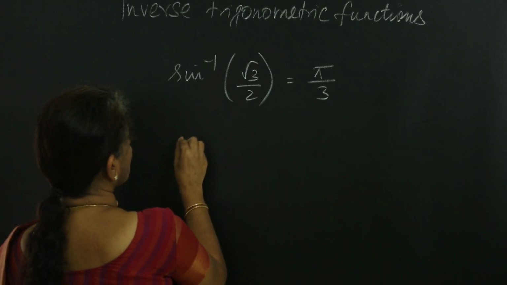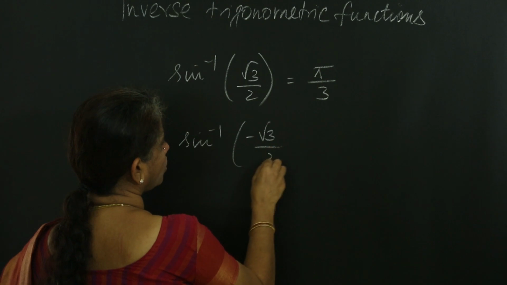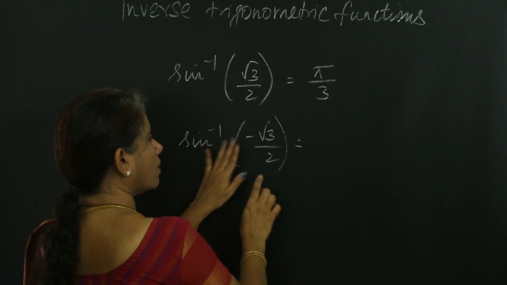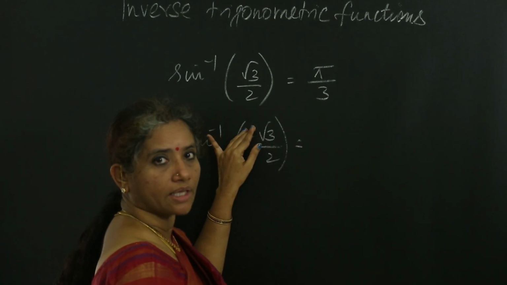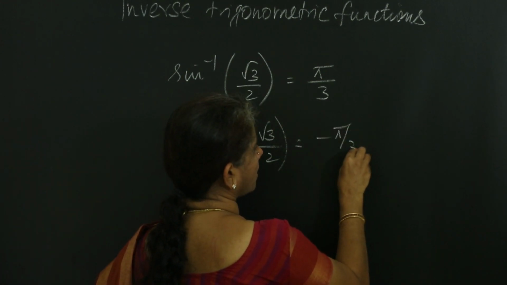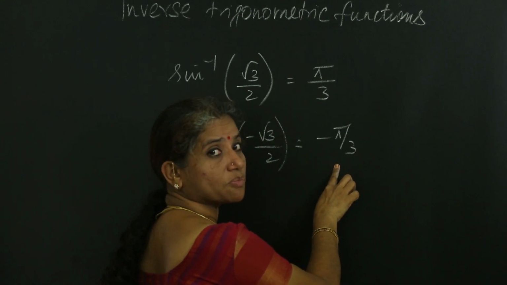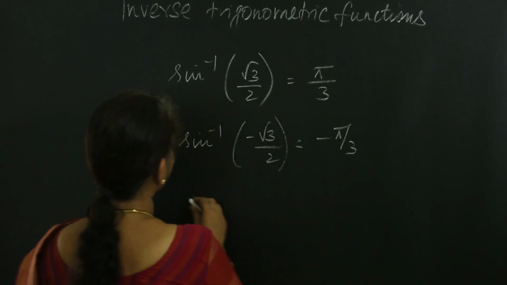Suppose I want to find sine inverse of negative root 3 by 2. As I told you, for positive, you know the answer is pi by 3, and for minus root 3 by 2, this is just going to be minus pi by 3. That's all. And this is in the domain, which is minus pi by 2 to positive pi by 2.